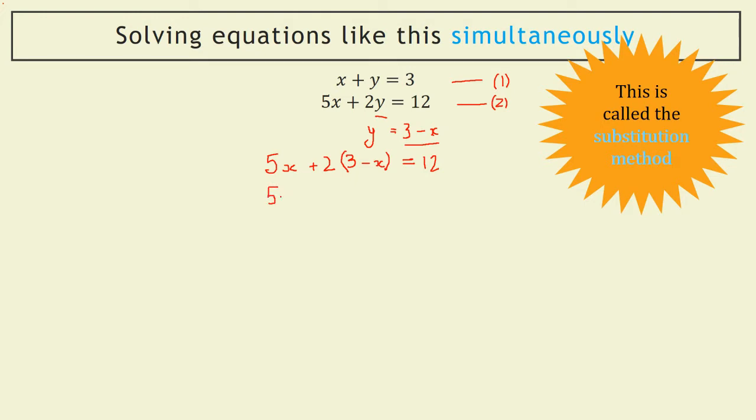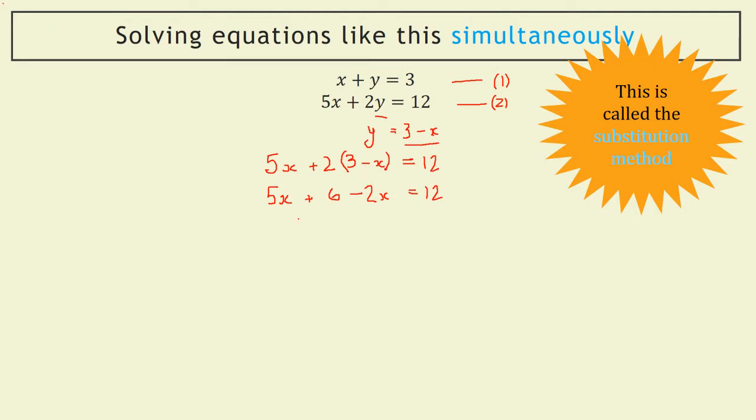When we've got expressions within brackets, we want to get rid of the bracket. Do you remember how we get rid of brackets? Yeah, we times it out, Keely. Yeah, so I do 2 times the 3, that's 6. 2 times the minus x, minus 2x. All right, so all I've done there is I've simplified the bracket. 2 times 3, 2 times the minus x.